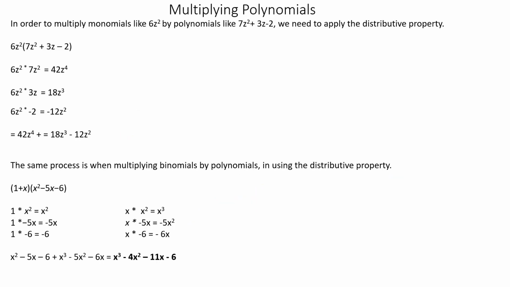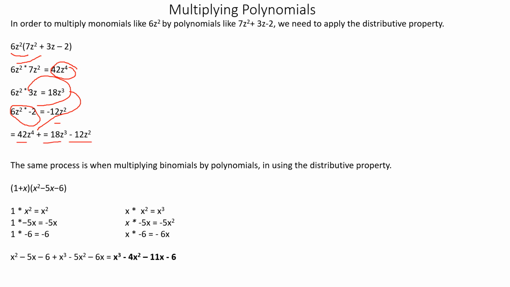Now, real quick here, multiplying polynomials, we use the distributive property. I've got 6z squared times 7z squared plus 3z minus 2. 6z squared times 7z squared is 42z to the fourth. 6z squared times 3z is 18z cubed. 6z squared times minus 2 is minus 12z squared. And I just put all three of those up here from highest to lowest degree.